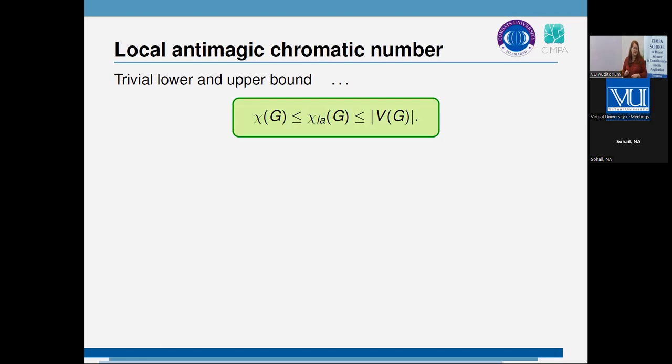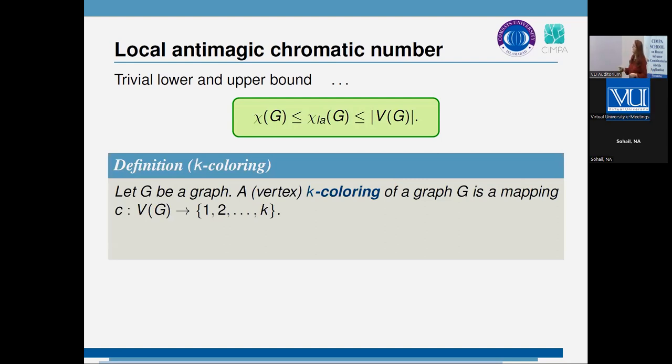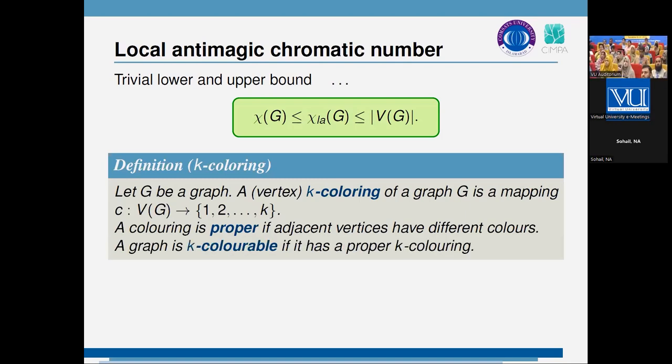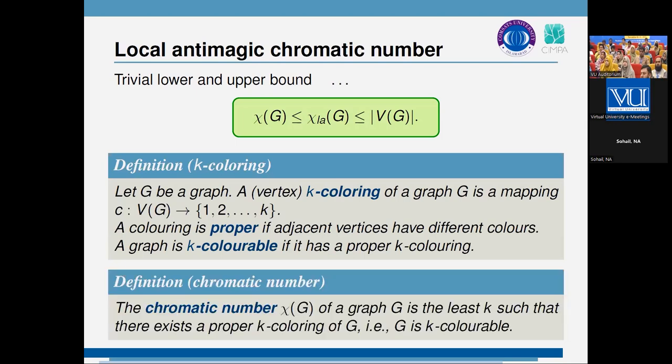What about the lower bound? The trivial lower bound for the local antimagic chromatic number is the chromatic number of the graph. Let me recall the definition of the chromatic number. If we have a graph, then a vertex k-coloring of the graph is an assignment c that assigns numbers from 1 up to k to the vertices of the graph, and we say that this coloring is proper if adjacent vertices have different colors. In such a case, we say that the graph is k-colorable. The chromatic number chi of G is the least k such that there exists a proper k-coloring of G. So this is a trivial lower bound.